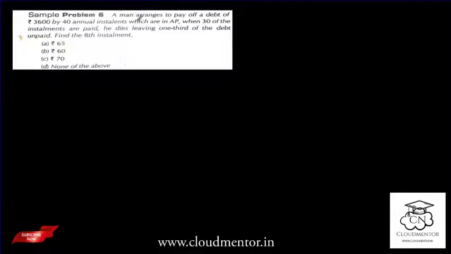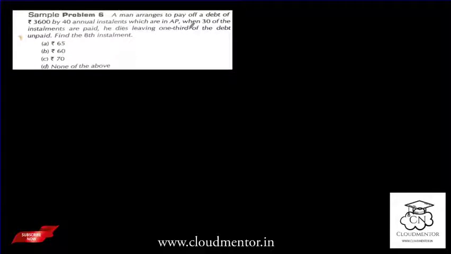A man arranges to pay off a debt of rupees 3600 by 40 annual installments, which are in AP. When 30 of the installments are paid, he dies, leaving one third of the debt unpaid. Find the 8th installment. That's painful, but we have to find the answer for this question. So let's follow the steps.